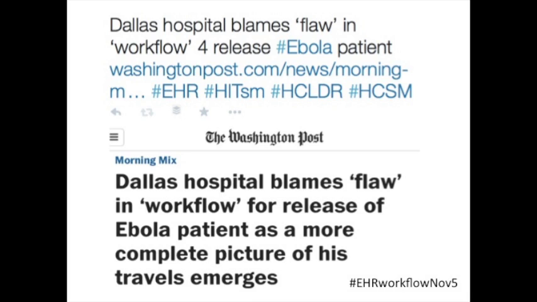Now, interestingly enough, the next day, the hospital retracted this statement that there was a flaw in the EHR workflow, and the other half of the health IT community went, aha, it was a human or user error. And we'll talk about that at the end of this presentation.